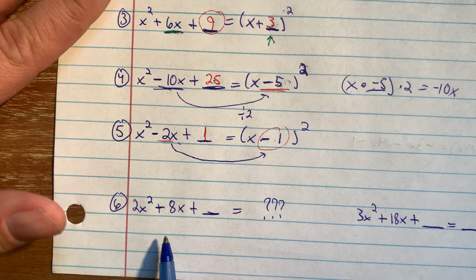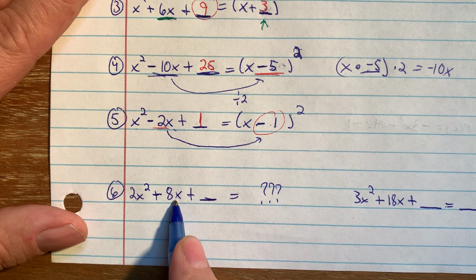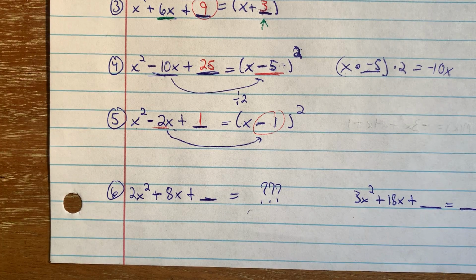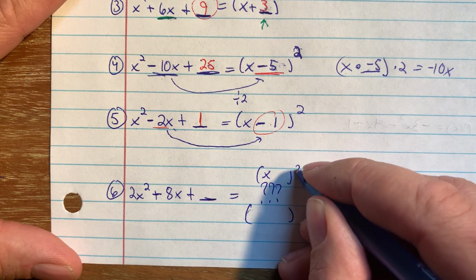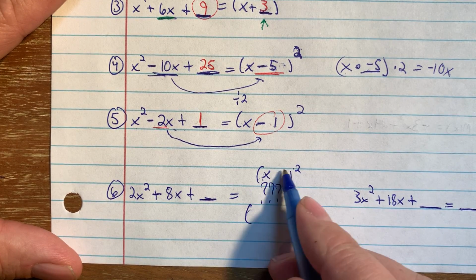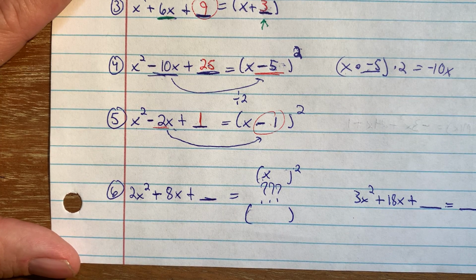All right, this last one is super weird. 2x squared plus 8x plus what equals, and I just put a question mark here because like what's going on? How can this be a square binomial? Well, what it's not going to be is x plus something squared, because the first one when you square it would be x squared, not 2x squared. We need to do a trick here.